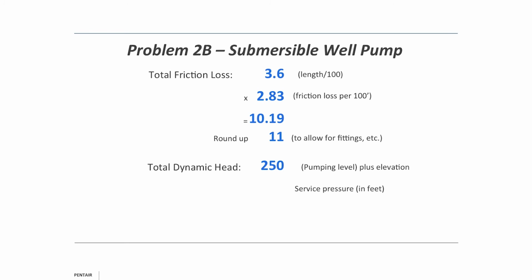We also have to add in, for our total dynamic head, our service pressure. 40 times 2.31 is 93 rounded up. We just calculated our friction loss, right above there, it's 11 feet. If we total all that up, we get a grand total of 364 feet.